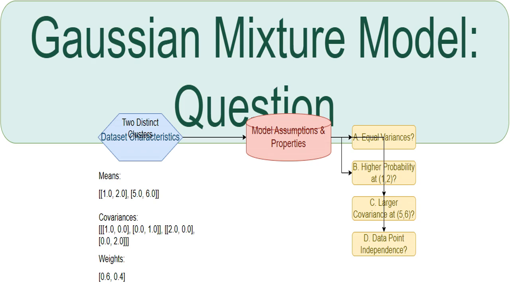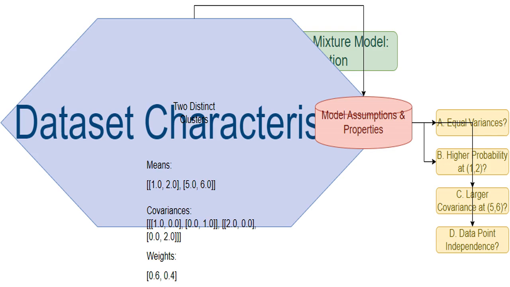This is a multiple-choice question testing your understanding of the Gaussian mixture model, a powerful tool in machine learning used to group data points into clusters that follow Gaussian distributions. Think of it like sorting different colored marbles into groups based on their color distribution. The dataset we're dealing with has two very distinct clusters of data points. Imagine two separate piles of marbles, clearly distinguishable from each other.